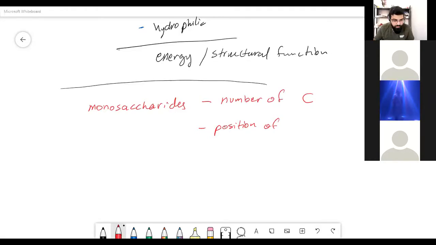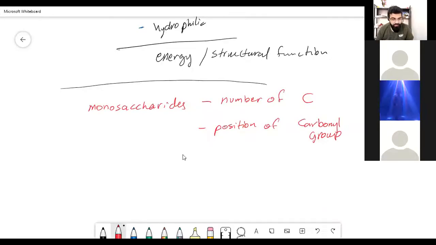What's called? The position of the carbon atoms? No, wait. Which group? There's a group in the structure. Carbonyl. Carbonyl, excellent. The carbonyl group.